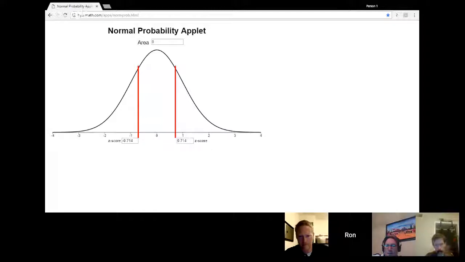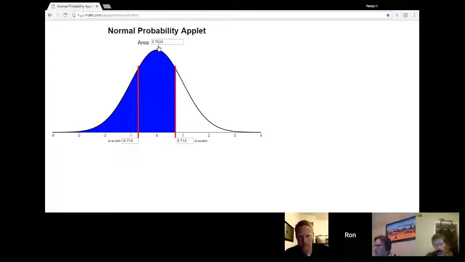I agree with that. Yeah, that's fine. Now we're over here at 0.7, and it's still the same z-score, only positive. This is 0.7. Now we want less than. It comes up with the same 0.7624. Does that sound right to everybody?